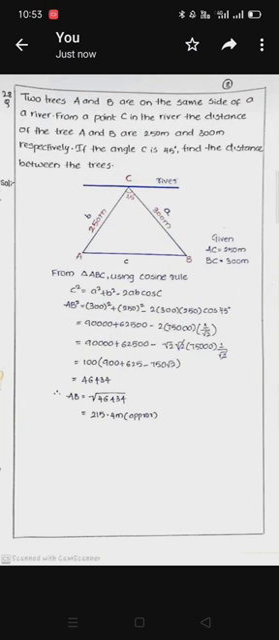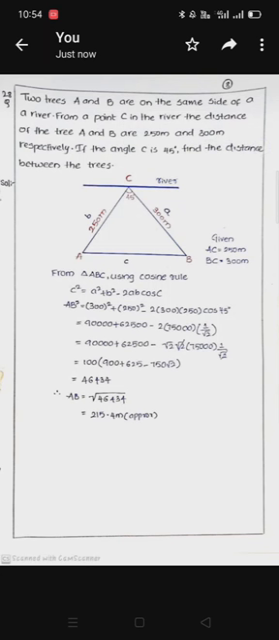One more example problem. Two trees, capital A and capital B, are on the same side of a river from a point C in the river. The distances of the trees A and B from the point are 250 meters and 300 meters respectively. If the angle C is 45 degrees, find the distance between the trees.